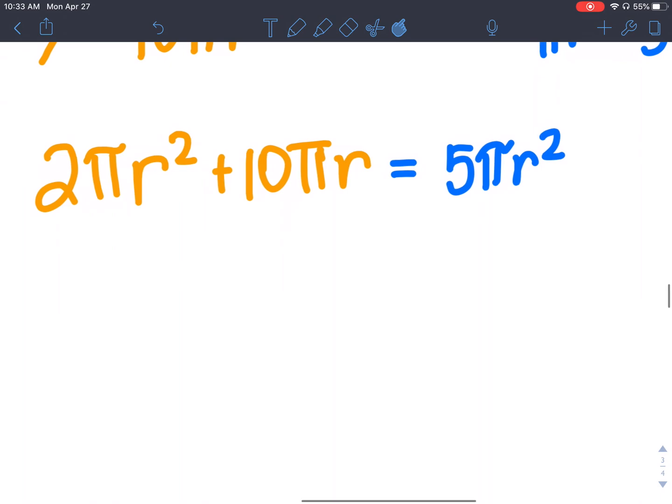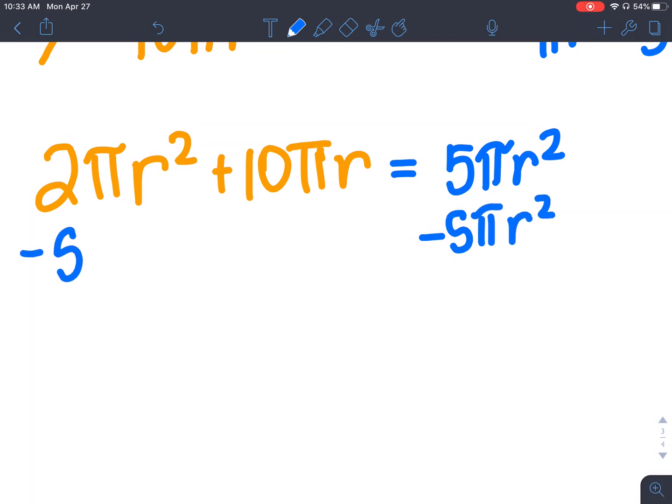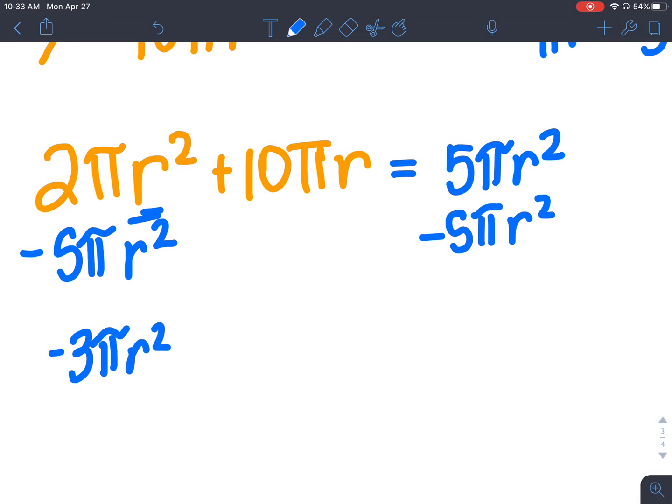Okay, so if I look at this, I technically only have one variable, and that's the radius. So I'm going to set this equal to 0. And when I do that, I get negative 3 pi r squared. I can add these together because they're like terms. They have the same variable and the same exponent. Remembering that pi is not a variable. It's just an irrational number.